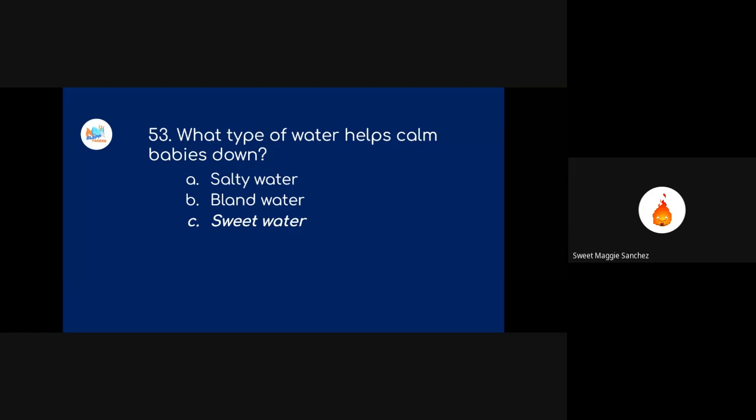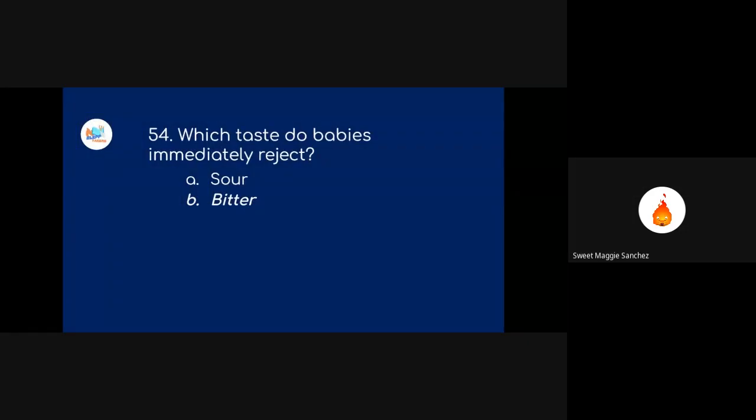Number 54, which taste do babies immediately reject? The taste that they immediately reject is bitter. It's a very unpleasant flavor.